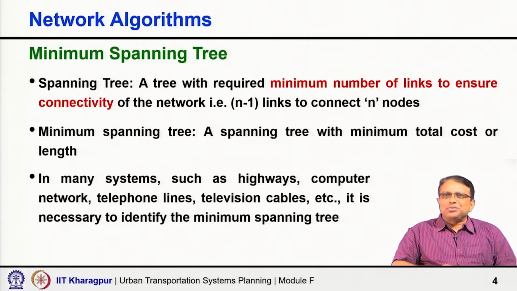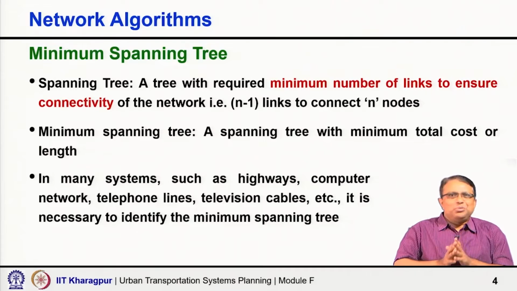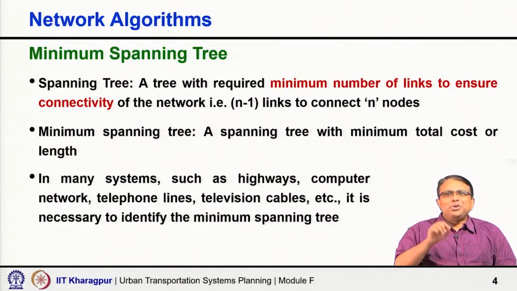Now, in each case maybe the total length of all the links will be different. I want to pick up that set of n minus 1 links where the total length is minimum. What is the implication, or why do I want to do that?